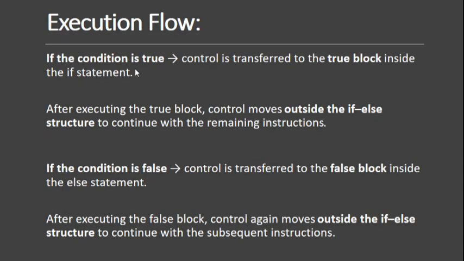So, execution flow: if the condition is true, control is transferred to the true block inside the if statement. After executing the true block, control moves outside the if statement to continue with the remaining instructions. If the condition is false, control is transferred to the false block inside the else statement. After executing the false block, control again moves outside the if else structure to continue with the subsequent instructions.